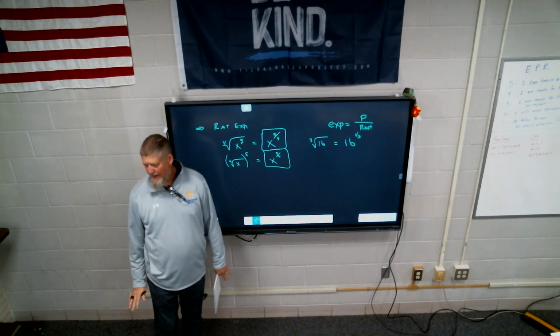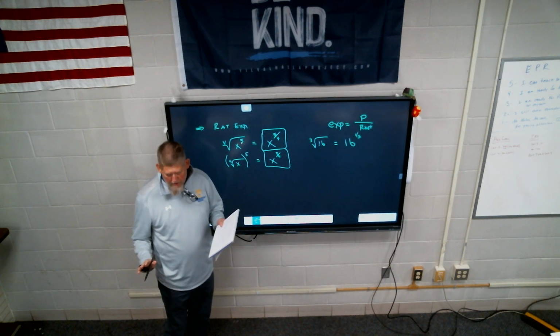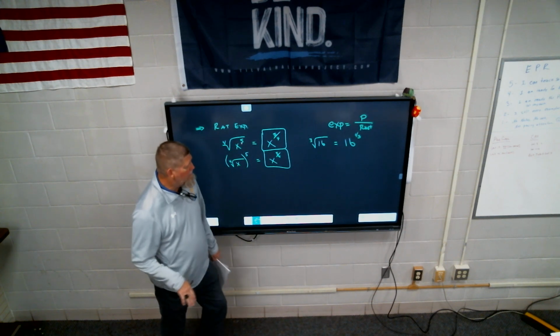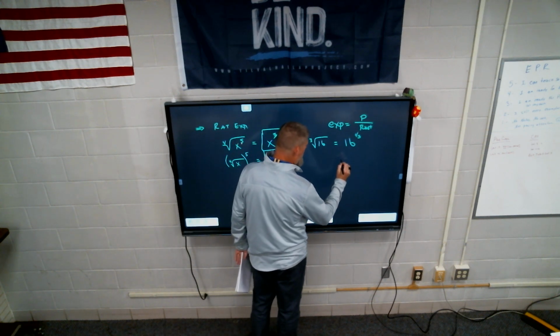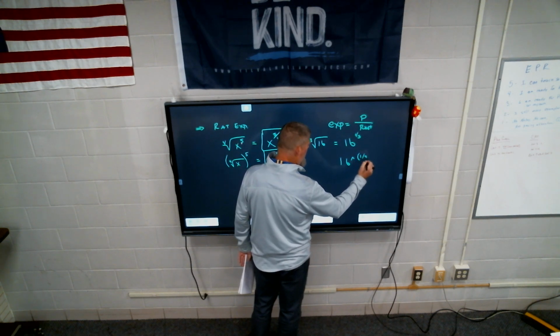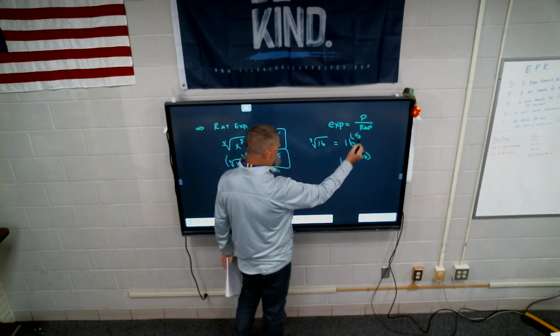Now, when you start putting things in calculators, depending on which one you use, you may have to input a little differently. If you always put parentheses, if you always would go 16 exponent and then do 1 divided by 3, you're safe. Always put that fractional exponent in parentheses.